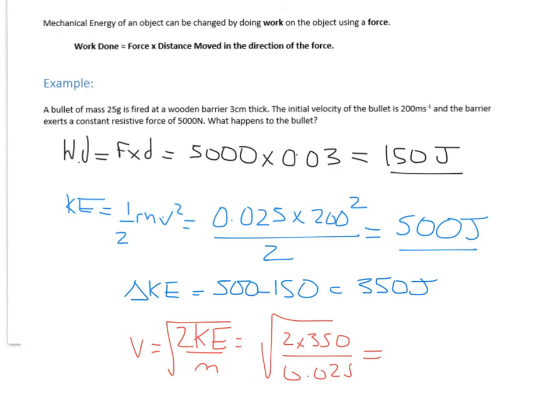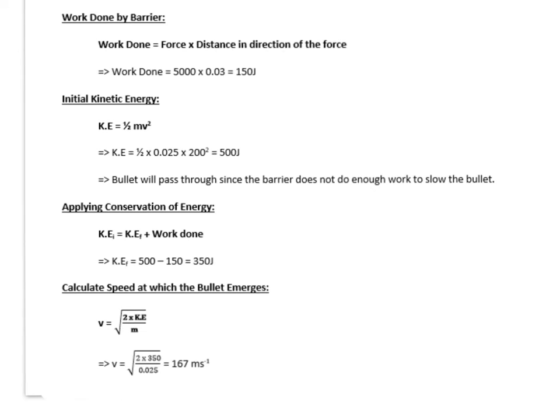And then that will leave you with a velocity of 167 meters per second. So the barrier is going to cause the bullet to slow down, but it's not going to cause it to stop, and it's going to slow it down to a speed of 167 meters per second. Alright, so there is that nice and typed out in case you couldn't read anything I was doing, but let's move on to look at power.